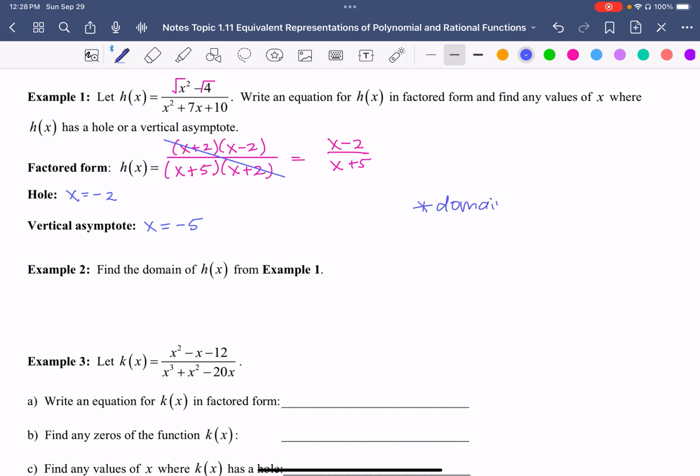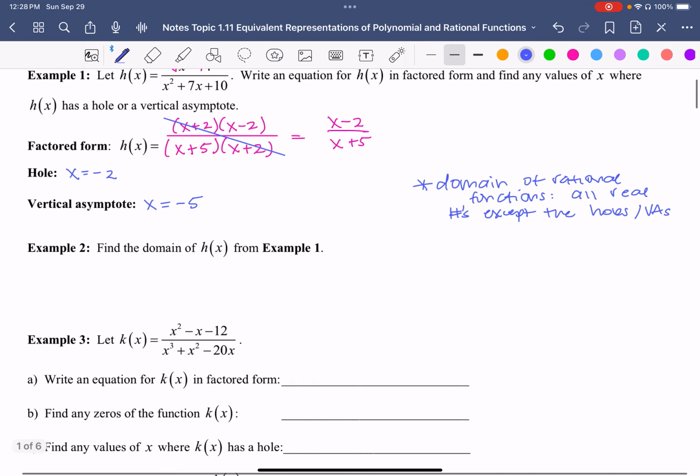Now we haven't done domain yet, but let me write it here. The domain of rational functions is all real numbers except the holes and vertical asymptotes. Okay, so on this example, we have one hole and one vertical asymptote. So we would start writing the domain all the way from the left as negative infinity. Now you are going to skip these numbers in order from smallest to greatest. So the smallest one would be negative 5.